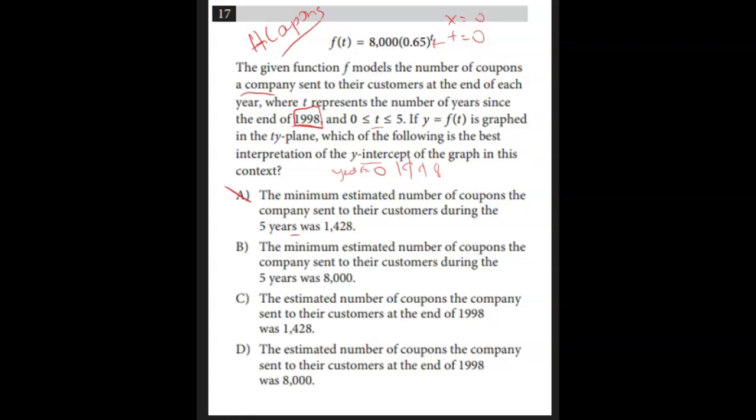The minimum estimated number of coupons a company sent to their customers during the 5 years was 8,000. Well, that's not the y-intercept. So no. The estimated number of coupons the company sent to their customers at the end of 1998 was this. Yes, because when you plug in zero here, you get 8,000. Oh, C is not the correct answer. I am so sorry. It is D, because this tricked me in the beginning. Half of it is right except this part, because it is saying 0.65 to the power of 0 equals 0.65, and it doesn't, it equals 1. So the correct answer choice is D because 8,000 times 1 is still 8,000. So D is the correct choice.